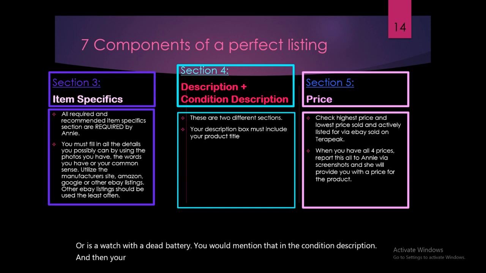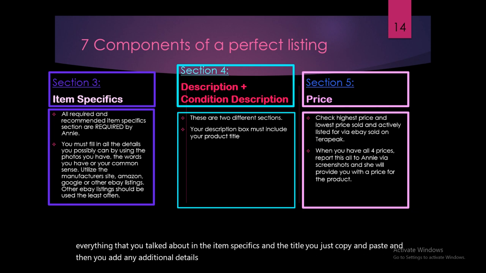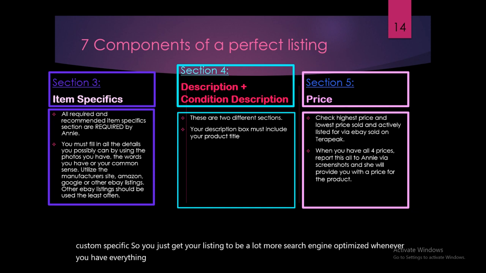And then your description just discusses the actual details of the item. So you just spill off everything that you talked about in the item specifics and the title. You just copy and paste, and then you add any additional details that you can fit into the item specifics, or you add it as a custom specific. So you just get your listing to be a lot more search engine optimized whenever you have everything from top to bottom looking the same.